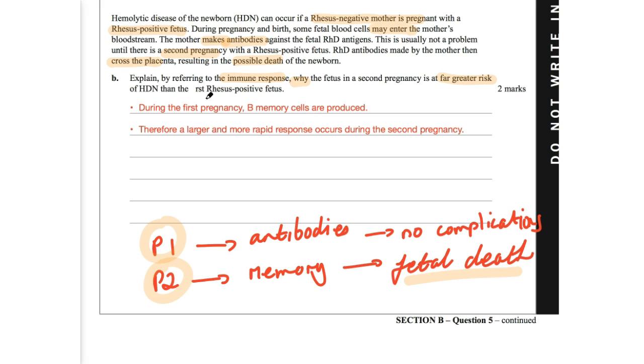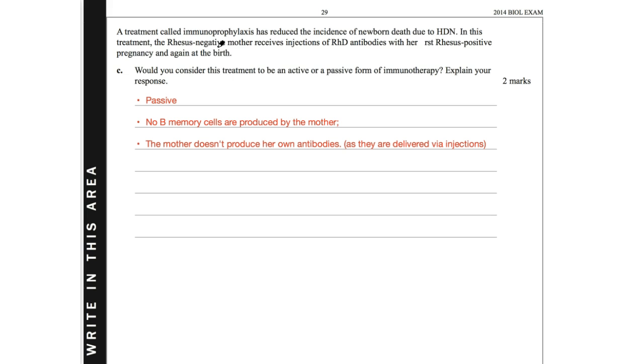So the two dot points are very simple. During the first pregnancy, the B memory cells are produced. They must be produced because in the second pregnancy, there would be a larger and more rapid response due to the presence of these B memory cells, and the antibodies produced would lead to that particular death during the second pregnancy. Okay, moving into part C now.